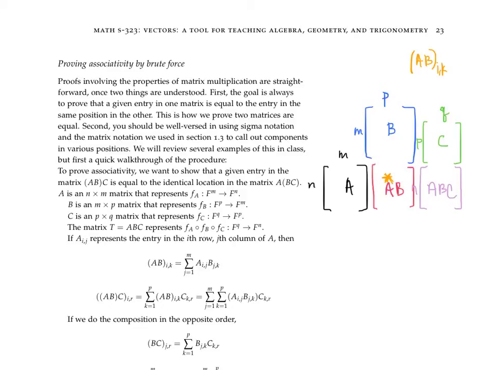And what does this mean exactly? That the entry in the ith row and kth column is the sum of A_ij B_jk. This is so crazy. Well, let's reflect on how matrix multiplication works.